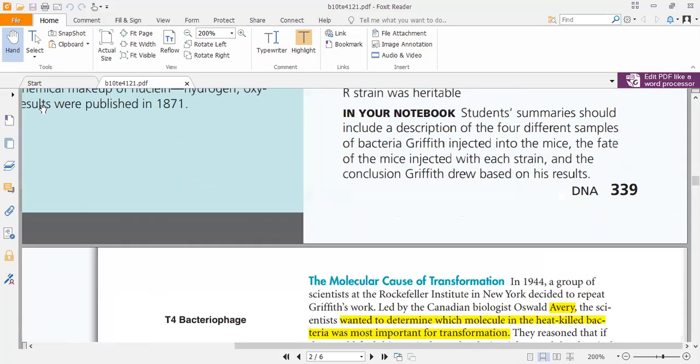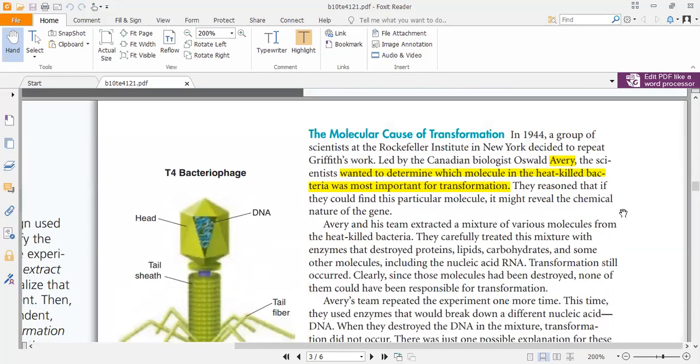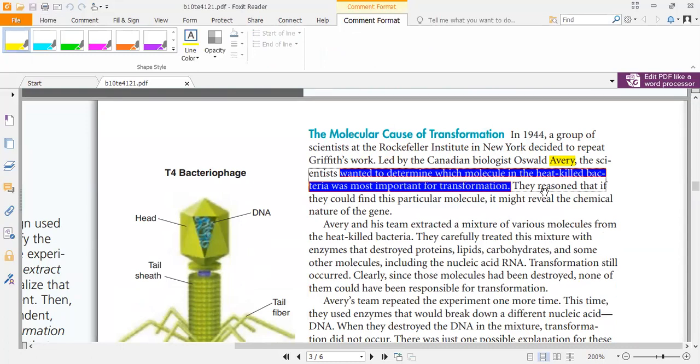Then Avery, MacLeod, and McCarthy made an experiment to determine the molecule that made the transformation in Griffith's experiment, and they destroyed everything but the DNA, and yet the transformation happened. So they figured out that the substance responsible for the transformation was the DNA.